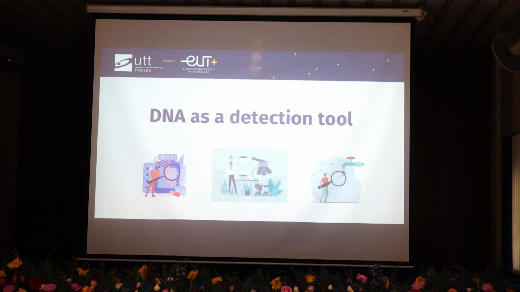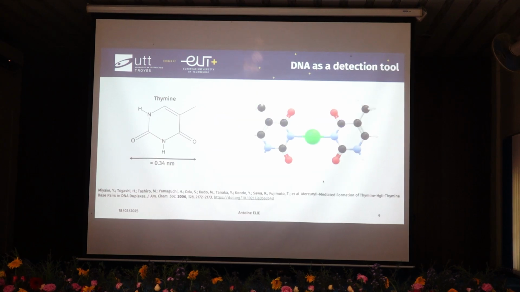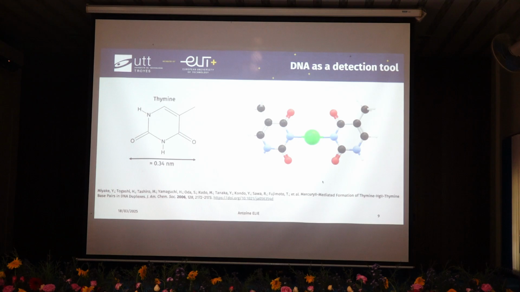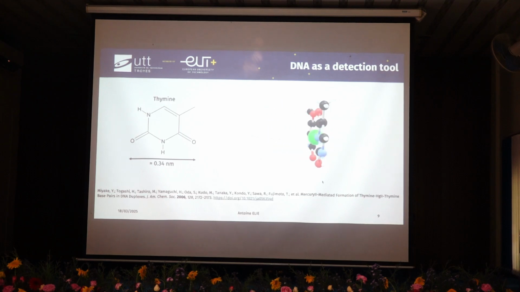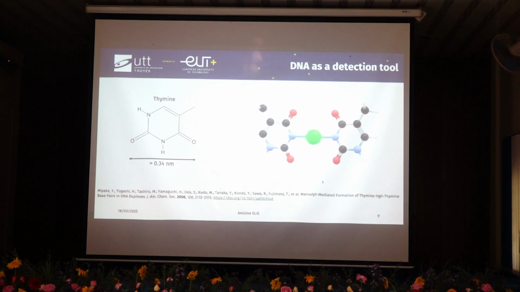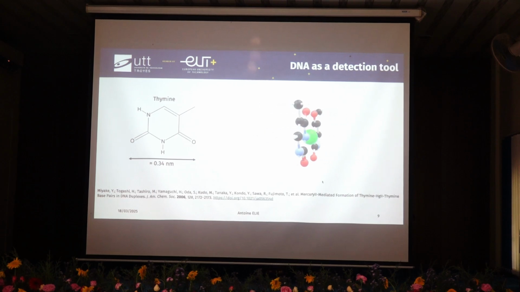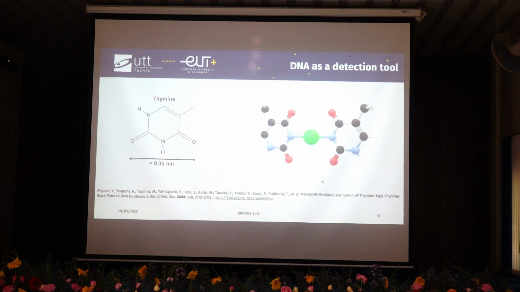So the idea is to give a response to these drawbacks and use DNA as a detection tool. So why use DNA for detection of mercury? Because in the last decades, some researchers showed that there is a particular affinity between thymine, which is one of the four bases of the DNA, and mercury ions. So through the formation of this complex, thymine, Hg2+, thymine, the idea is to use this affinity to capture mercury ions.